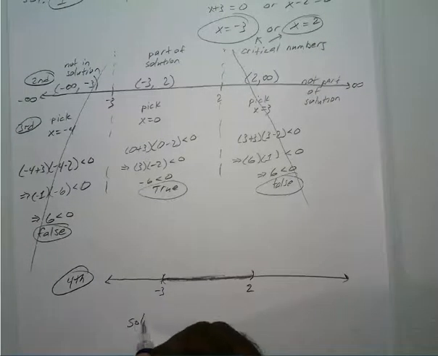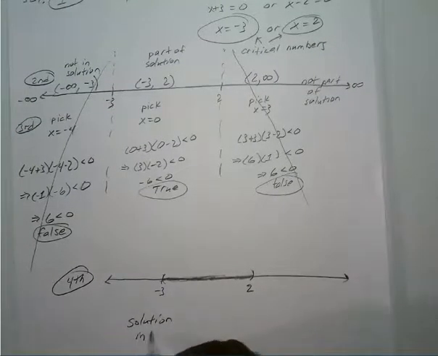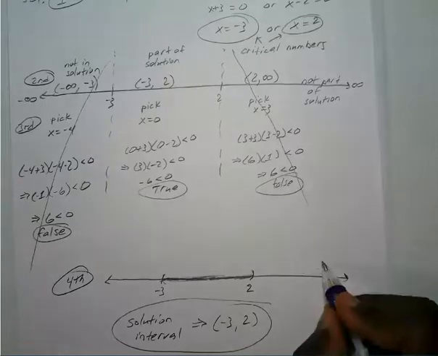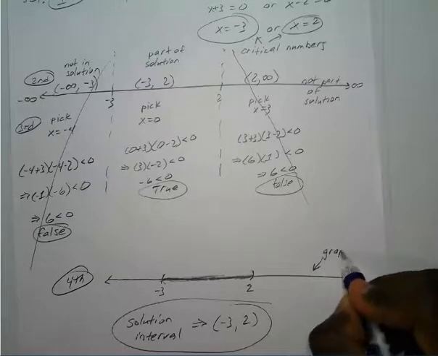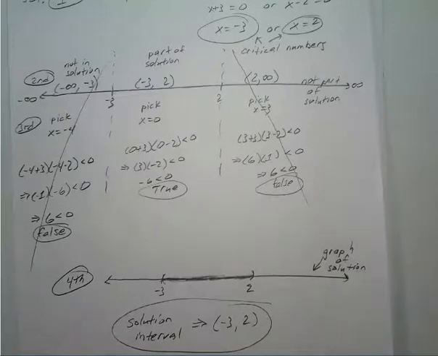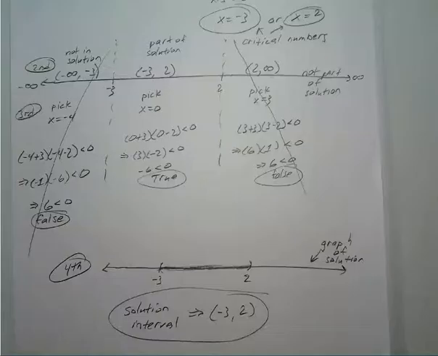But your solution interval will be written as -3 to 2. Okay, this is just your graph. All right. Okay, so if you are still writing, please feel free to press pause. We're going to go ahead and go to our next example.